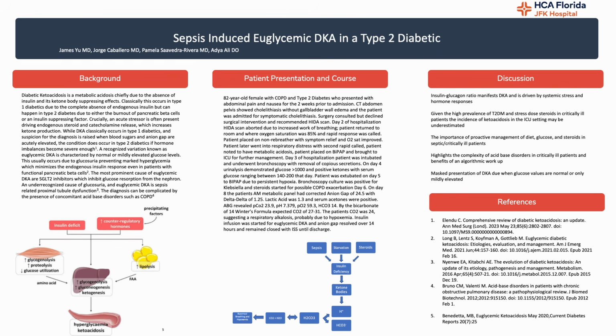So this classically occurs due to the presence of SGLT2 inhibitors, a class of medications that inhibit glucose reabsorption in the proximal tubule of the kidney. However, theoretically, the condition could be induced by any cause of glucosuria, and we present such a case here.